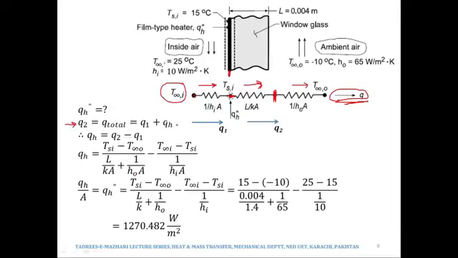Minus Q1. Q1 only passes through the first resistance. So Q1 will be written again in the same form of delta T over resistance. Delta T would be T infinity I minus TSI, over resistance 1 over HiA. Again we know TSI and T infinity naught. We know the thickness of the glass. We know the K of glass as 1.4. We know H naught. We know T infinity I. We know TSI and we know Hi.